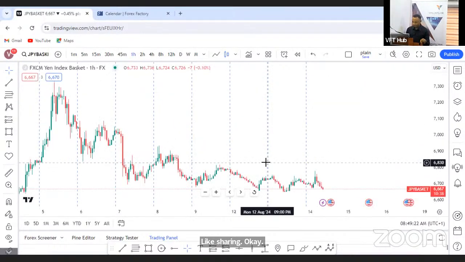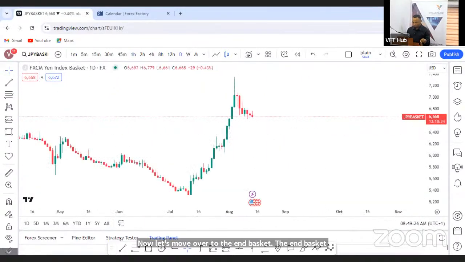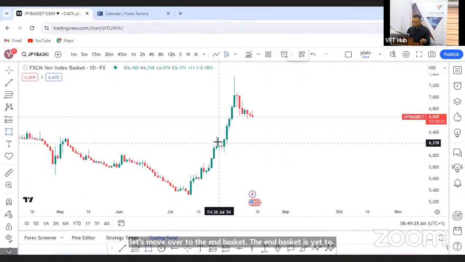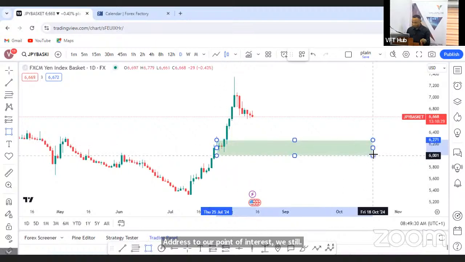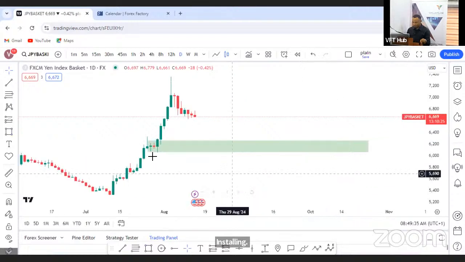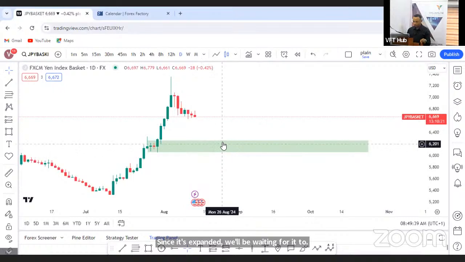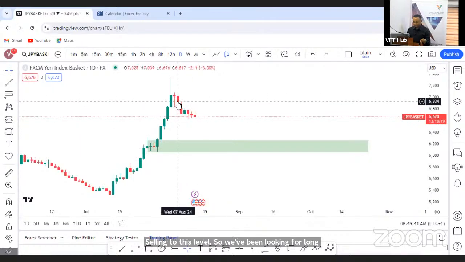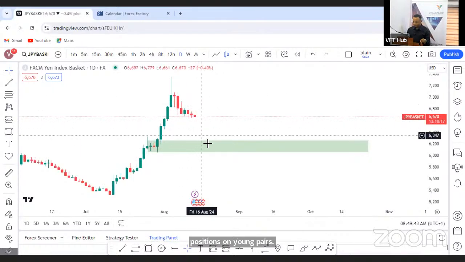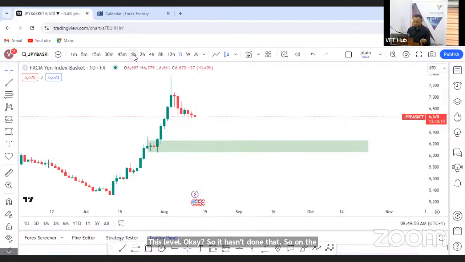Now let's move over to the yen basket. The yen basket is yet to retrace to our point of interest, so we're still stalling. And this is our point of interest for the yen basket sell. Since it's expanded, we'll be waiting for it to sell into this level. So we've been looking for long positions on yen pairs as a result of expecting this yen basket to sell into this level. Okay, so it hasn't done that.